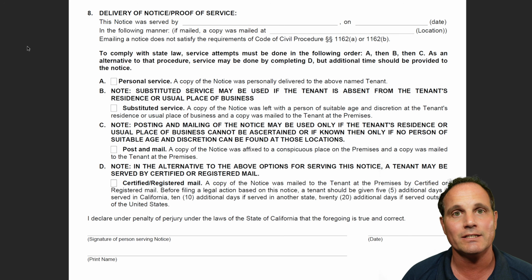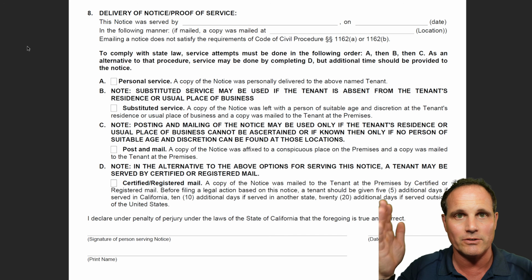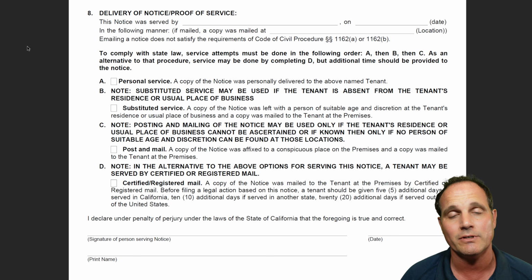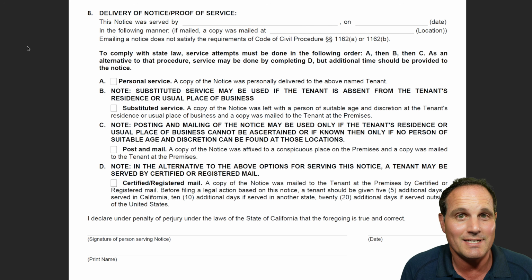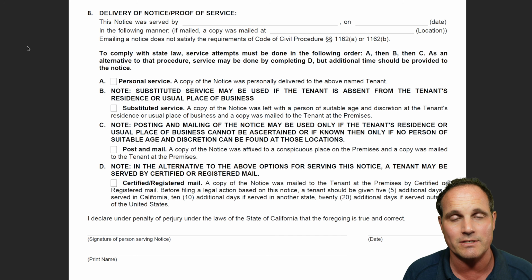Those are not valid ways to terminate a tenancy. And I have tenants ask me this as well. So if your landlord doesn't follow this process I'm about to go through, the notice may not be valid. There's two separate tracks on here. And this is kind of a receipt as well that you can use to show that you have properly delivered this notice.